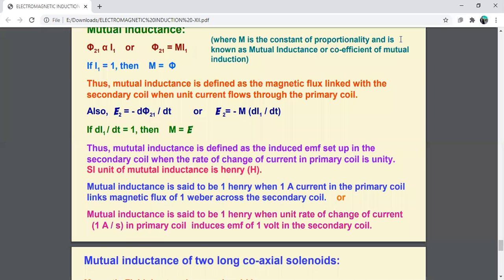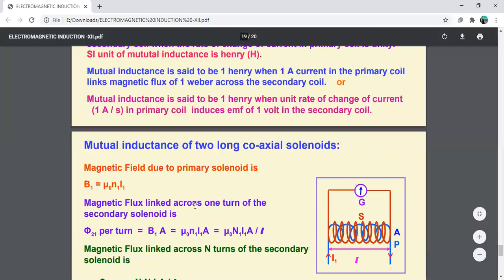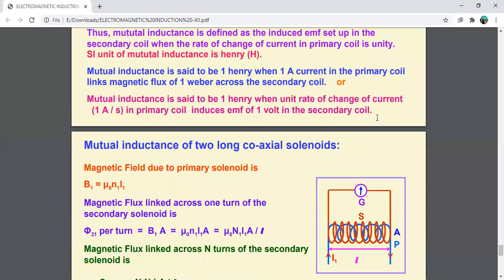Okay, now let us start. Mutual inductance is said to be 1 henry when a unit rate of change of current, 1 ampere per second, that is dI1 by dt equal to 1 ampere per second, in the primary coil induces an EMF of 1 volt in the secondary coil. Then the coefficient of mutual induction is said to be 1 henry.